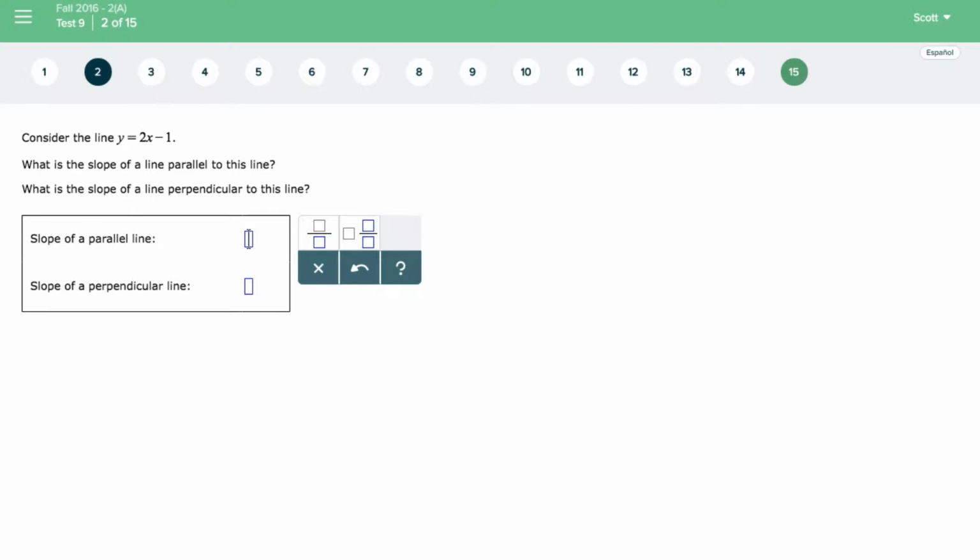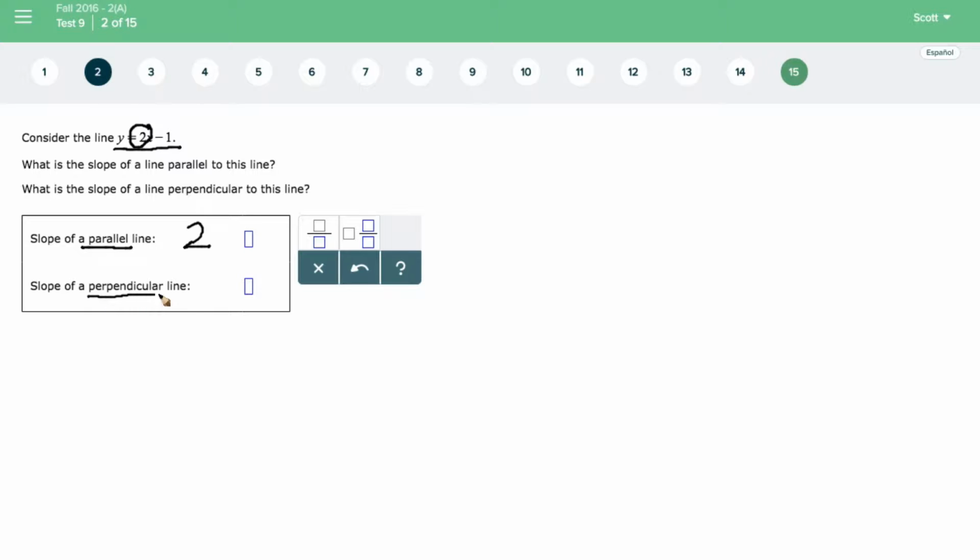Number 2, again, we're given the line. Here's the slope of that line. It's 2. So when we look at parallel, we remember it's got to be the same thing. So the slope will be 2. Don't put 2 over 1, you'll get it marked wrong. So it's just 2.